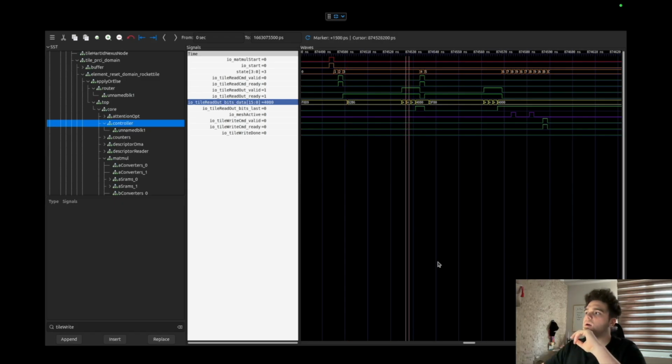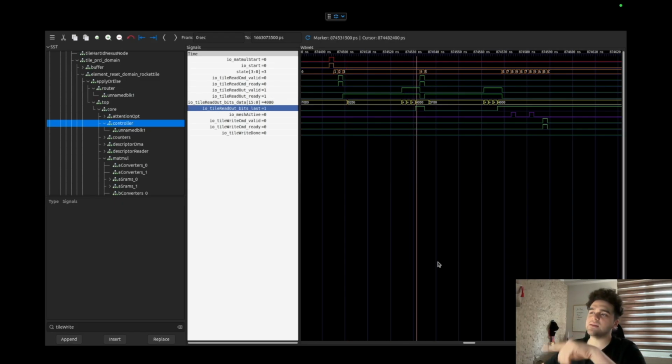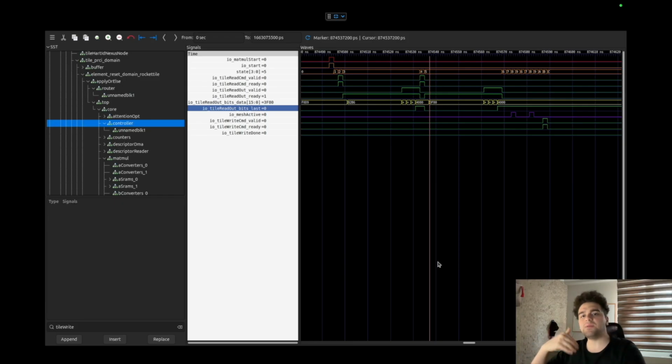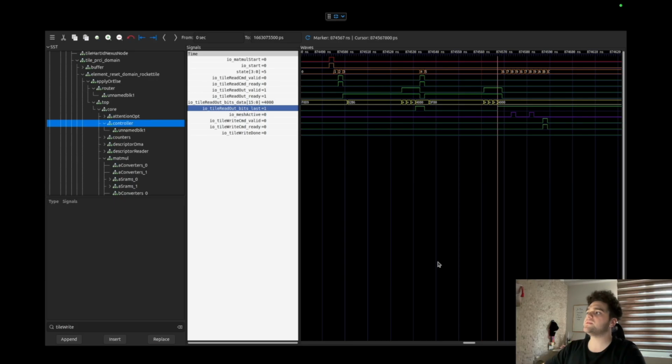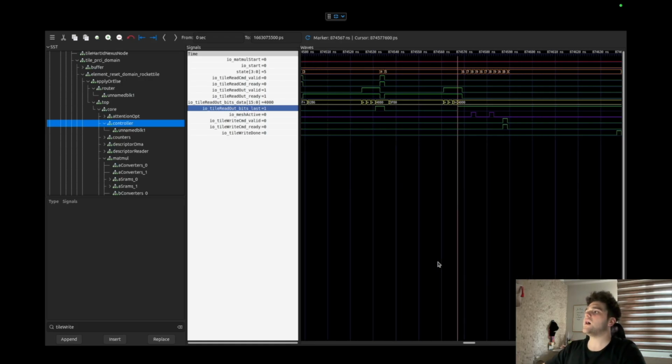and this right here, tile read out bits last, tells us that now we have read all the data that we should read and we have stored them in the SRAM, and now we can proceed and actually fetch data for the B matrix. You can see here we are also fetching data for the B matrix, and we finish fetching data for the B matrix at this nanosecond. After that, we are at the seventh state.